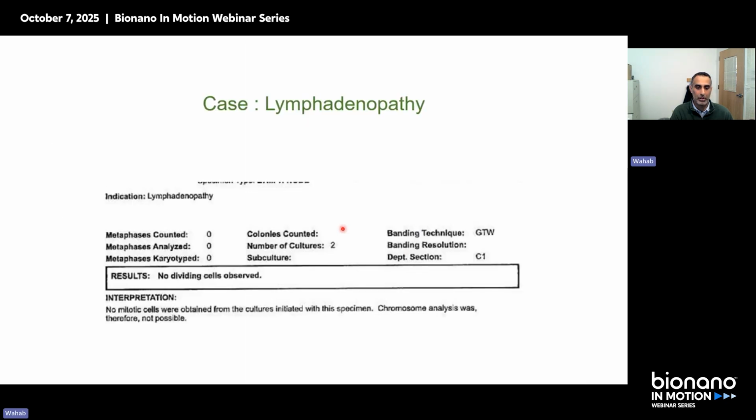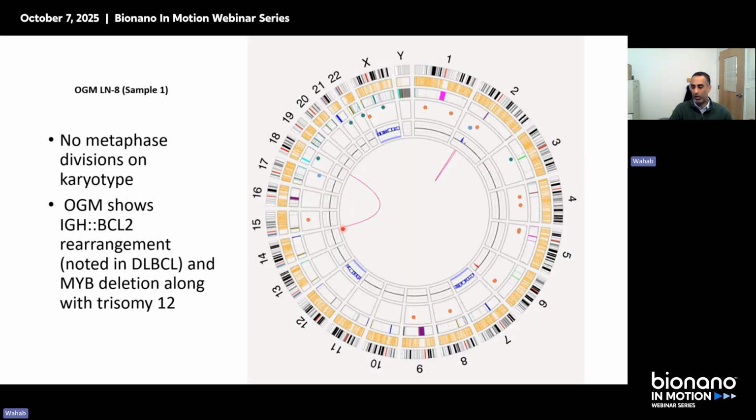We did not see any dividing cells on observation, but after doing genome mapping, we were able to show in this case a canonical immunoglobulin heavy chain BCL2 rearrangement, which you see here, and then as well as some aneuploidies across the way.